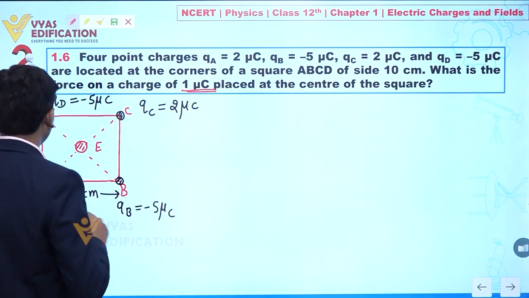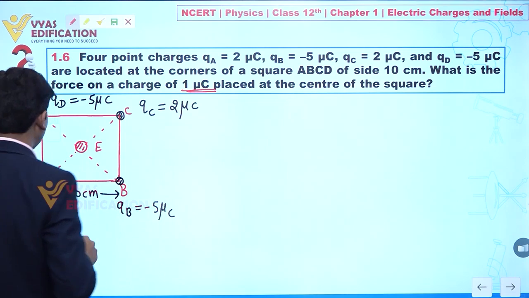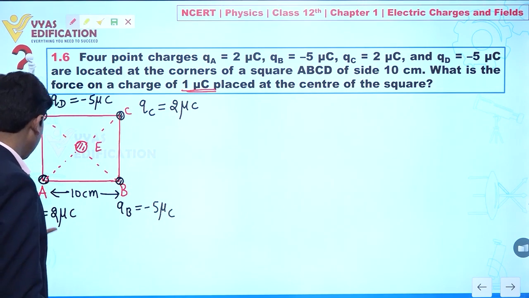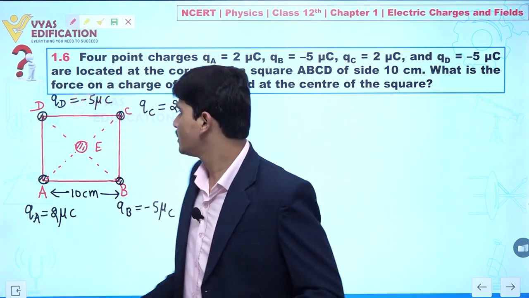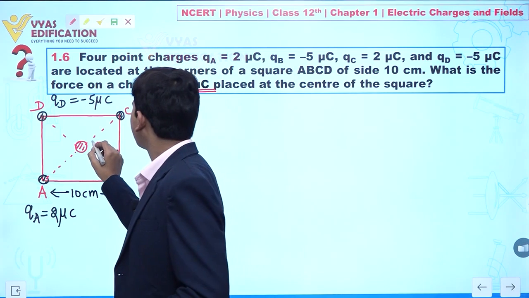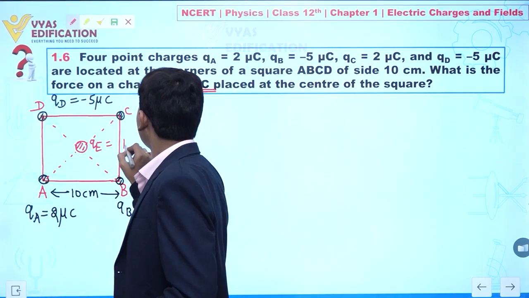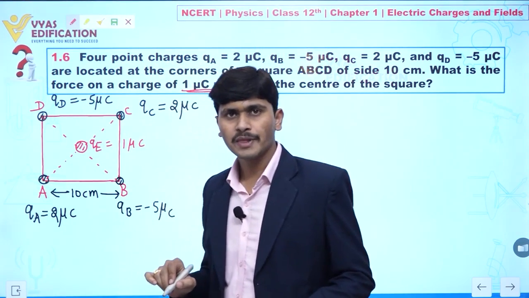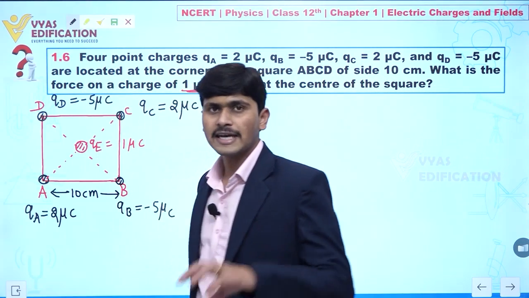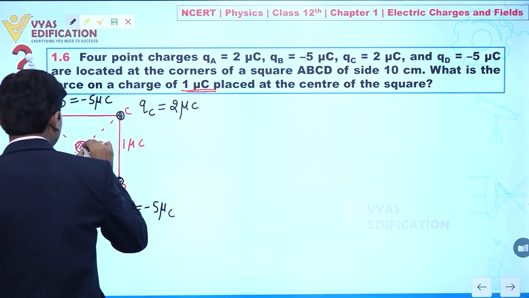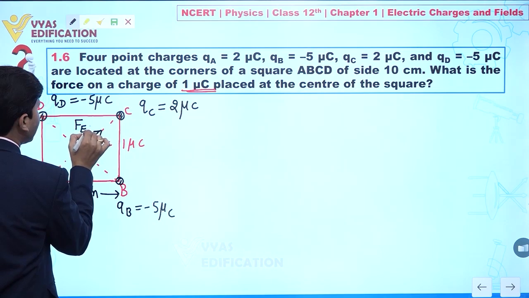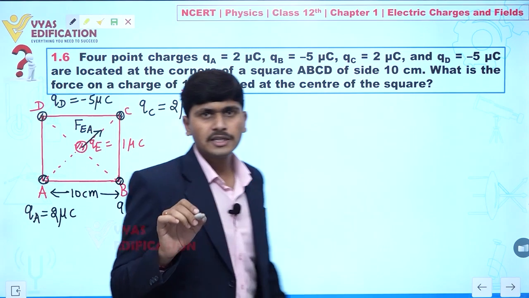Now concentrate. First, this charge A, QA, is positive, and this charge E, QE, is 1 microcoulomb, also positive. So from here you can write the direction of forces like this. Here is the force acting on E by A.